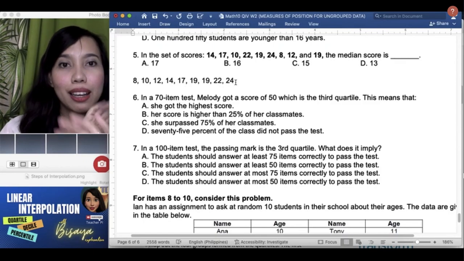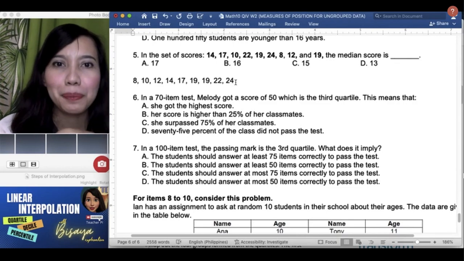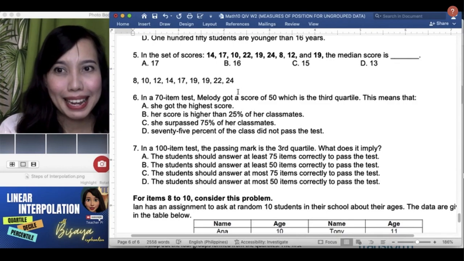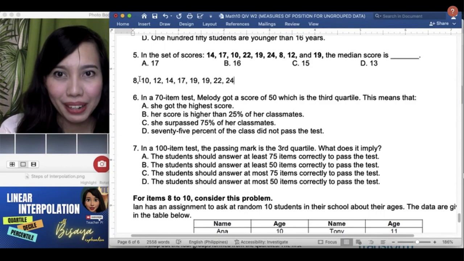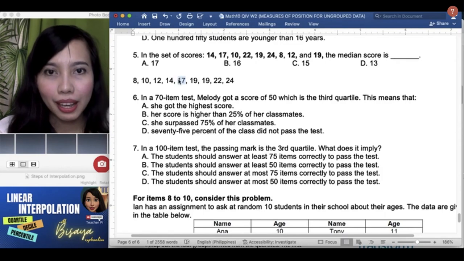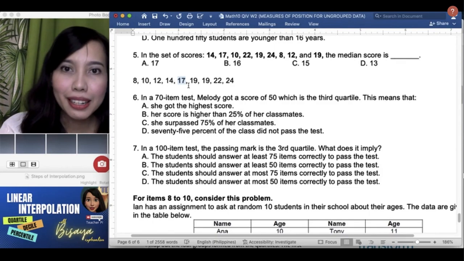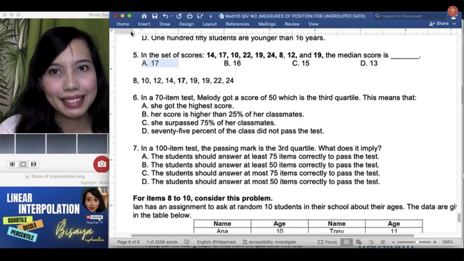It is odd, so we can see the middle. If there are 9 in all, it is the fifth number. Right? 1, 2, 3, 4, 5. That's 17. The median is the number in the middle, with four numbers on the left side and four numbers on the right side. So, 17 is the answer.